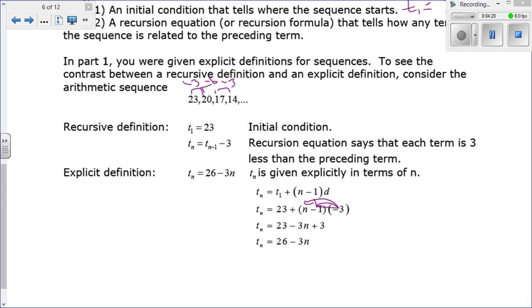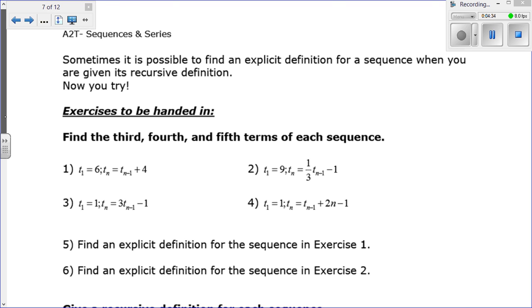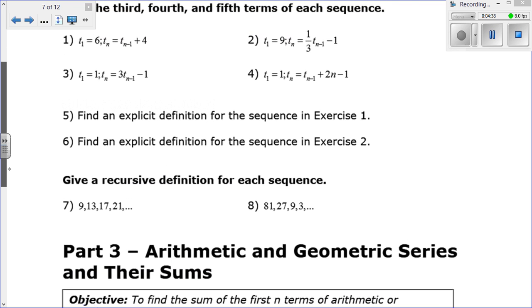Sometimes it's possible to find an explicit definition for a sequence when you are given its recursive definition. And really, that's all there is about the recursion formulas. These are the examples we will work on in class.